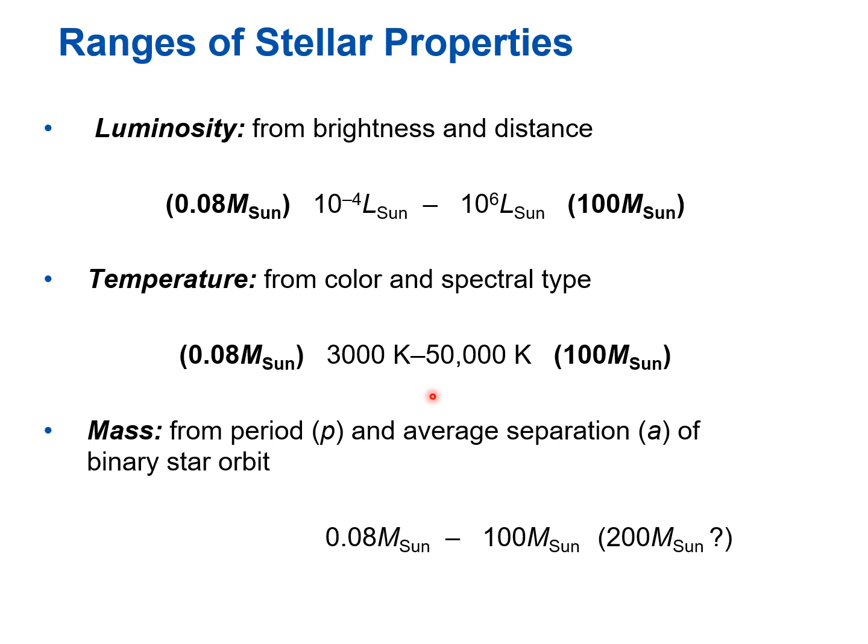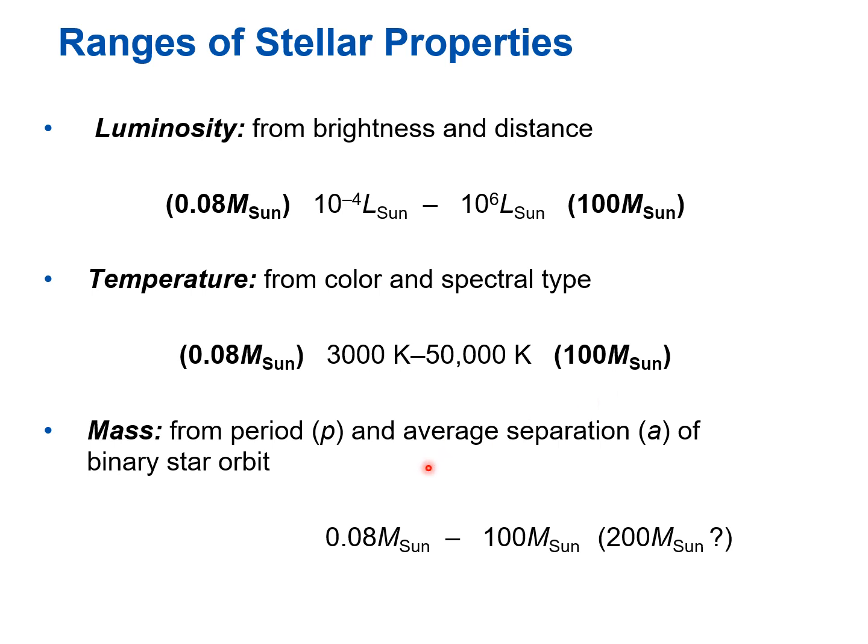Temperature ranges. The coolest ones are the M stars, about 3,000 Kelvin, to the hottest ones, the O stars, about 50,000 Kelvin. And again, this correlates to the masses of the stars. The cool ones are going to be those lowest mass stars of about 0.08 solar masses, and the hottest ones are going to be something like about 100 solar masses.